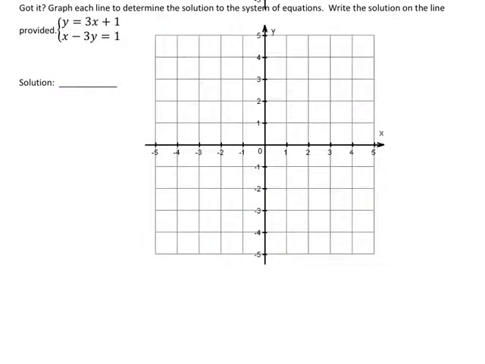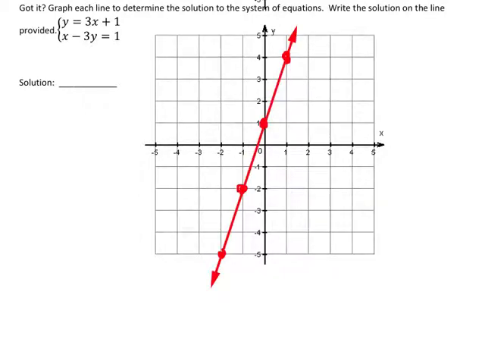Moving on to the next problem, my y-intercept is 1 in the top equation, so I'm going to plot the 1 on the y-intercept, and then my slope is up 3, right 1. Or it's also down 3 and left 1. So I have my points there, and I'm going to connect them with a line.